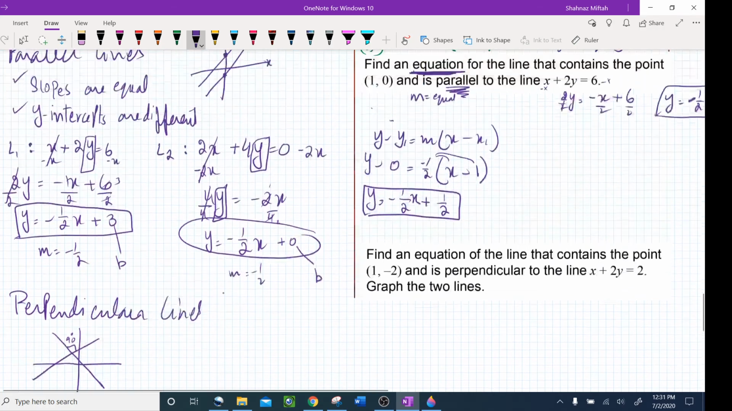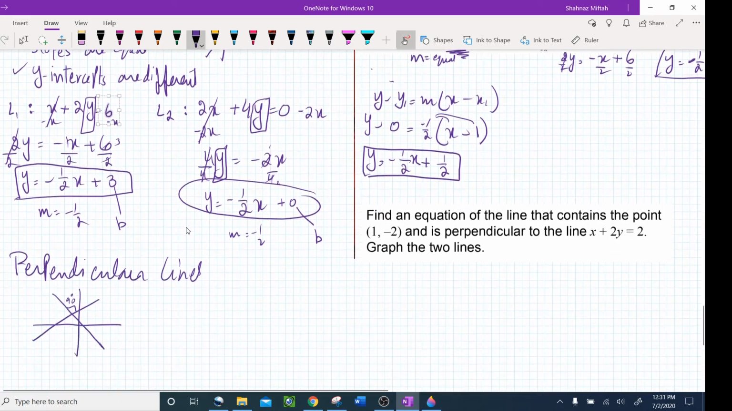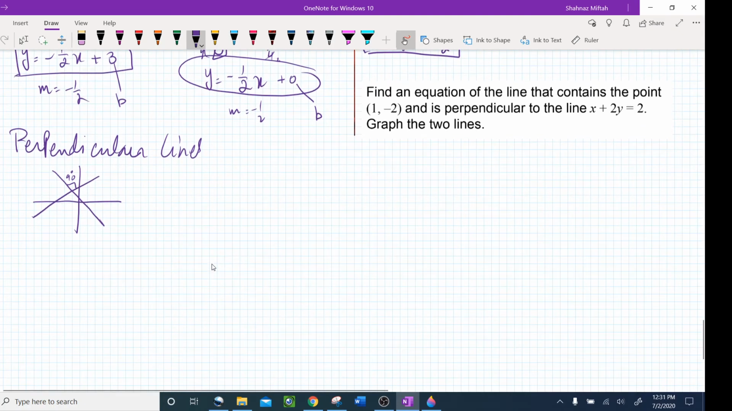Like I said, if the two lines are parallel, then we can tell they are parallel. But if the graph is not there and I just have an equation, then I have to change the equation into y equals mx plus b and then find if their slopes are the same, then I can tell the lines are parallel. But what do we do for perpendicular lines? I'm not talking about a graph, I'm talking about equations, right?